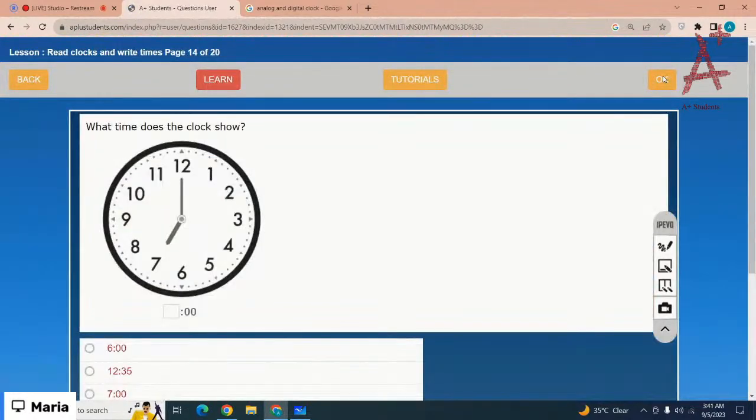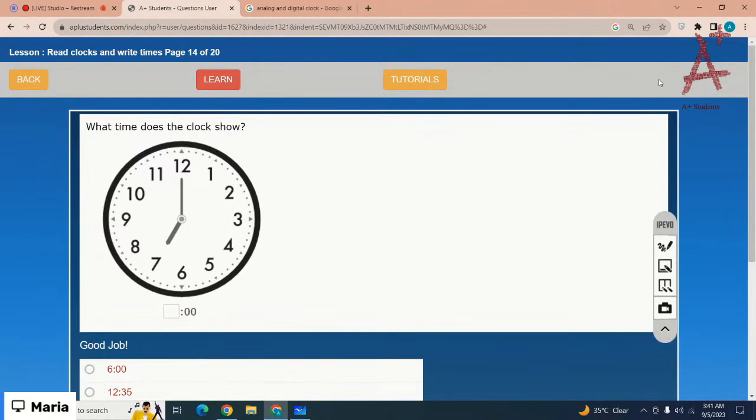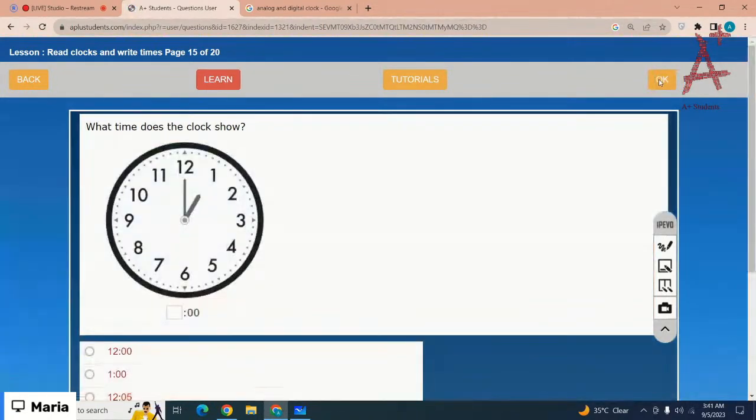What time does the clock show? It would be 7 hours and 0 minutes, right? Option number 3 is the correct option. What time does the clock show? Which is the correct option? The hour hand points to 1, right? So it would be 1 hour and 0 minutes.